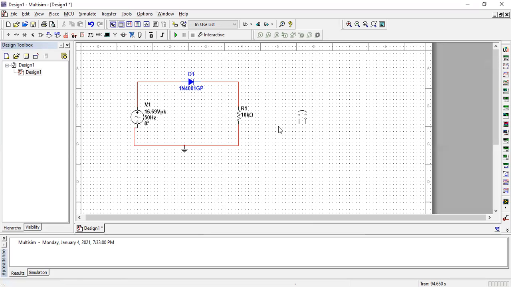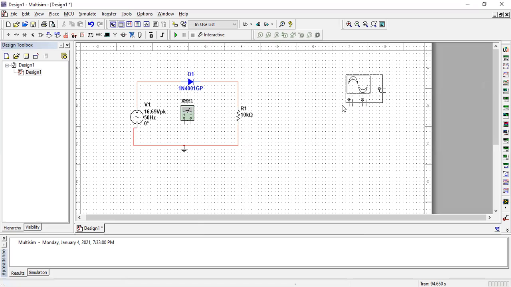We require multimeter. We require oscilloscope. We require oscilloscope to see your wave and to calculate your peak to peak voltage. We require multimeter to see your RMS and your average value of your voltage.